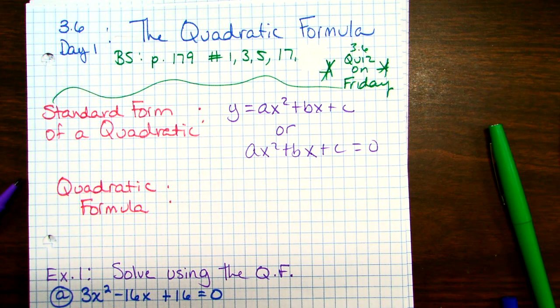Okay. Take your factors, set them equal to 0, and you solve. We did factoring last couple days. You factor, set them equal to 0, and solve. This is the 3rd way that we're going to talk about, and this is called the quadratic formula.